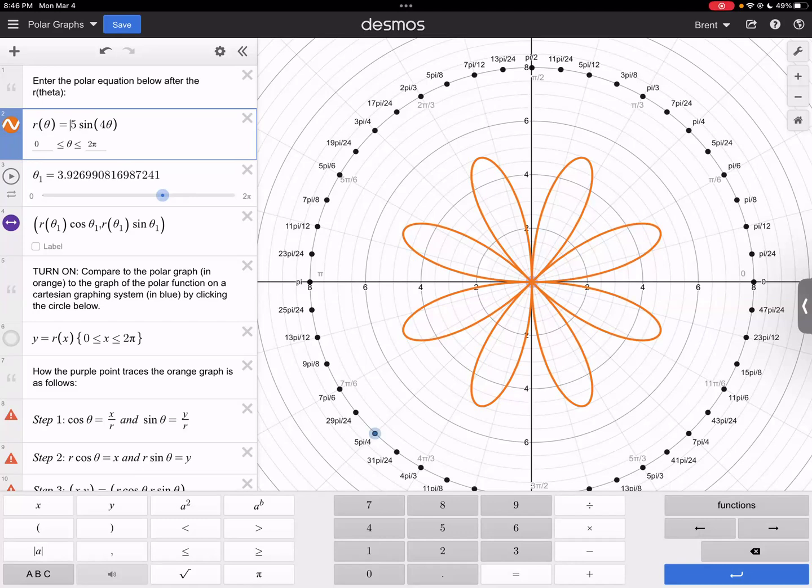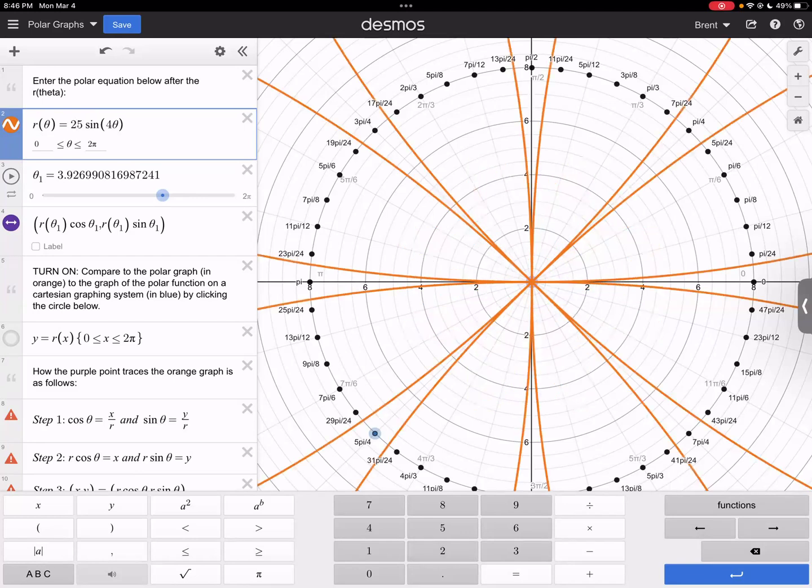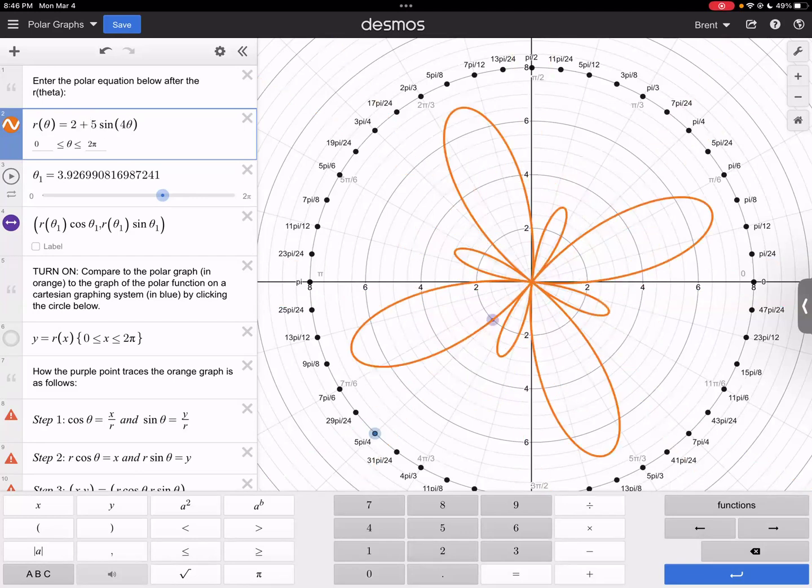All right, here's what I want you to do. On the equation, I want you to put 2 plus 5 sine 4 theta. I think this one might help us out. This looks a little bit more like a butterfly to me.